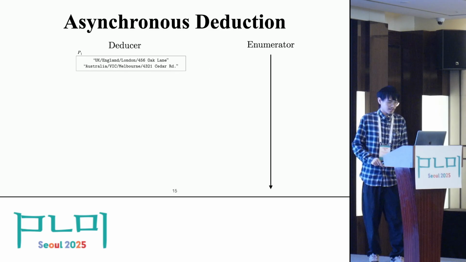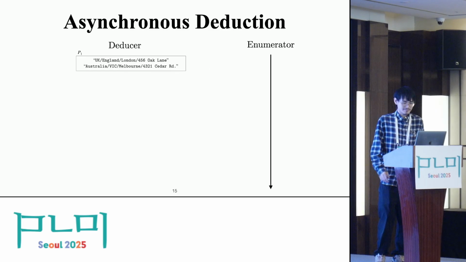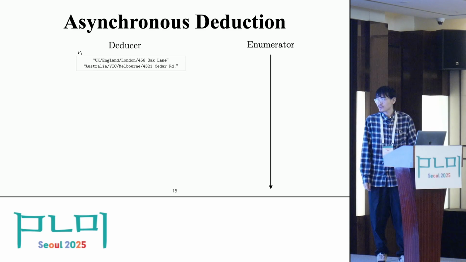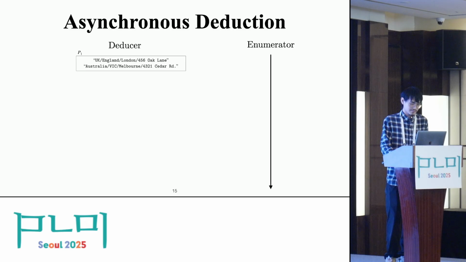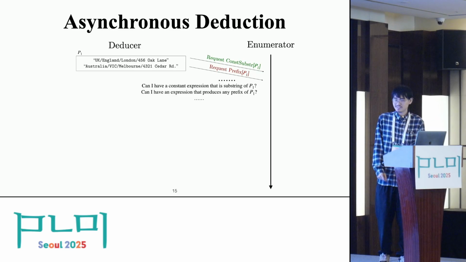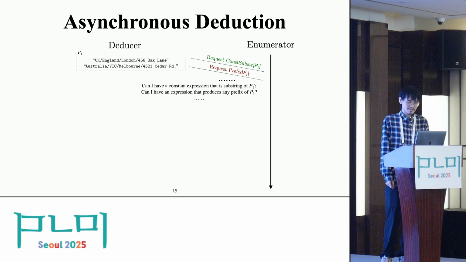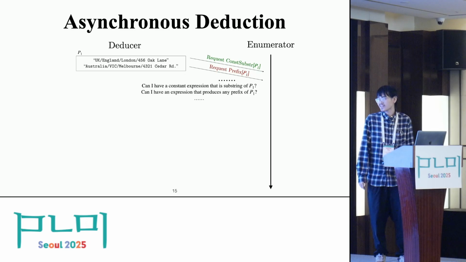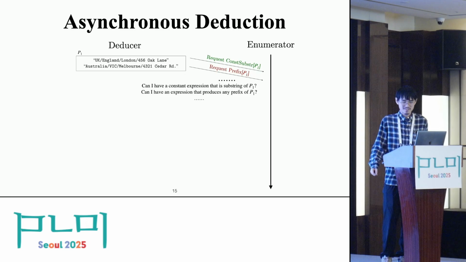So let's now illustrate more about this framework on a motivating example. The deducer starts with the original problem, which is P1. For example, to deduce this problem, we may use the join operator. So it asks the enumerator to find a constant substring of P1 to split the original problem using the join operator. And it may also ask about other operators like concat. So it will be a question like, can I have an expression that produces any prefix of P1?